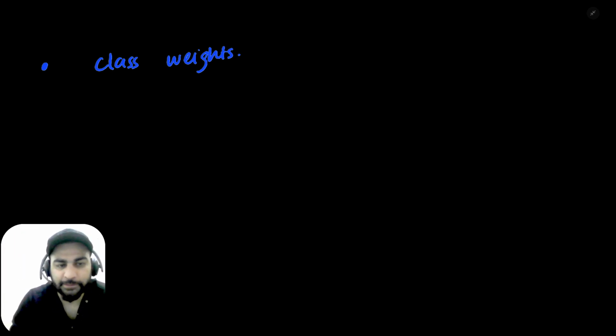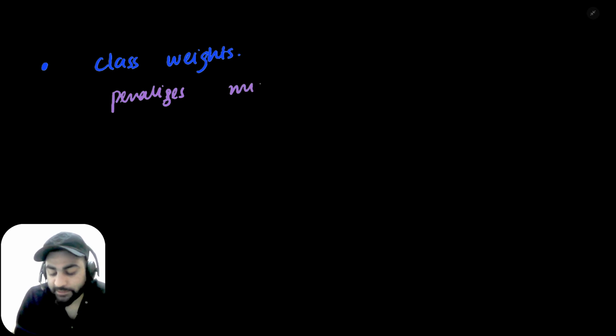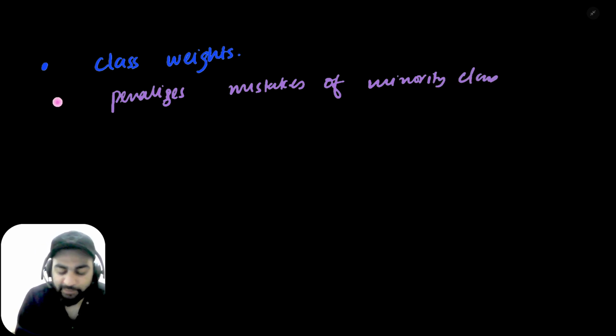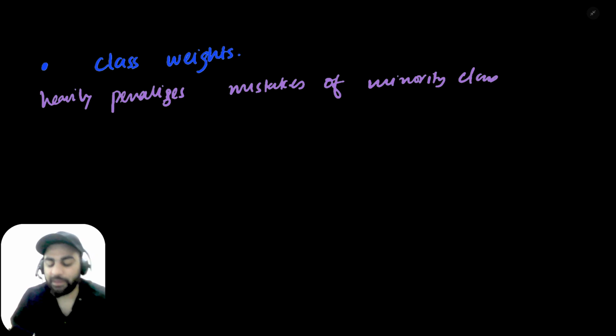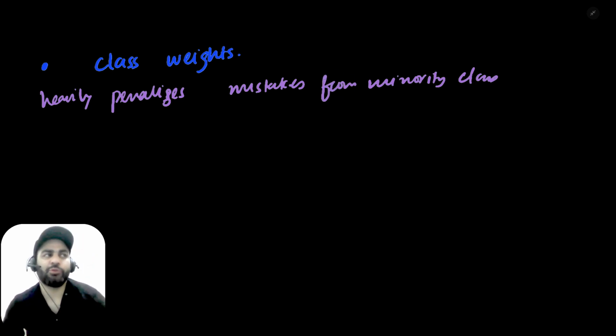And what is the meaning of this? It penalizes mistakes of the minority class. The minority class is more heavily penalized. I'll write: it heavily penalizes mistakes from the minority class. For example, let's suppose we're training a model. You now know that we have a cost function in that. What the cost function does is evaluate the model, and from that it adjusts the parameters. We penalize if it makes some misclassification. So what I'm telling you is that you heavily penalize.